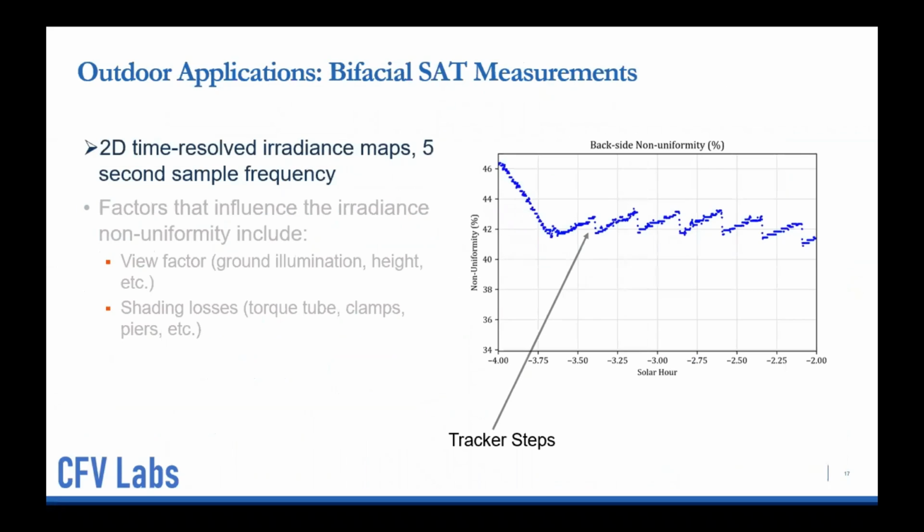So this is basically -4 to 2. And you can see the non-uniformity metric. So this is actually tracker steps. This tracker's adjusting position in a stepwise fashion in the test yard. And the non-uniformity over here, these values might look alarming initially, the 34 to 46%, but this is only the backside irradiance. It's not the overall contribution to the front side as well.